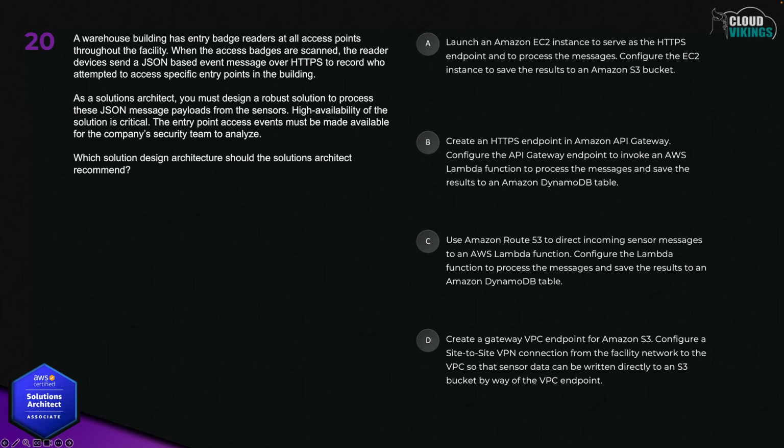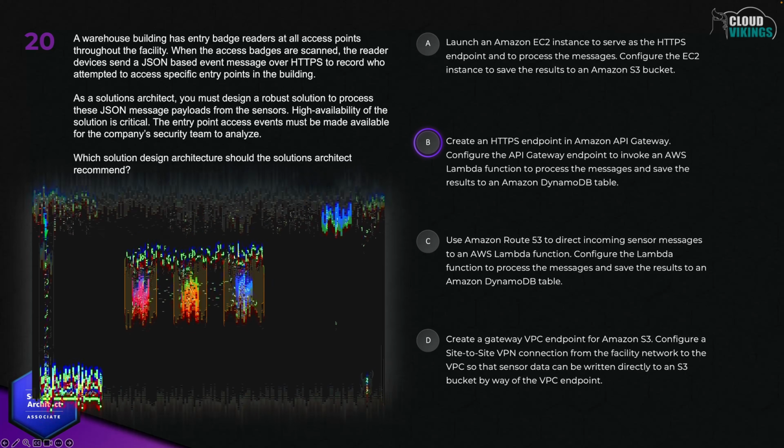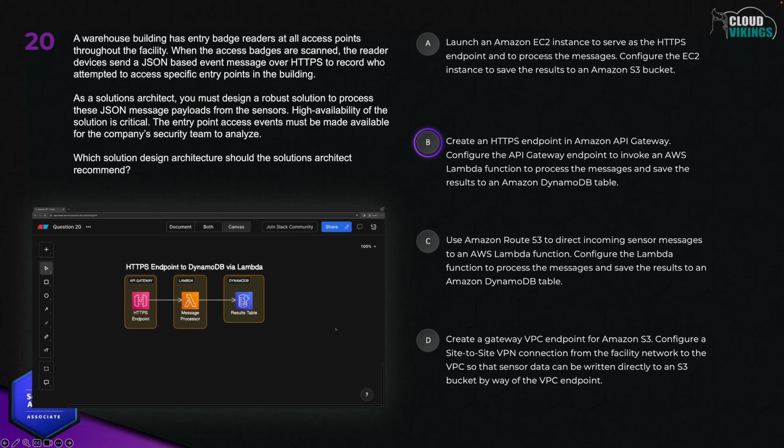The correct answer here would be B. Create an HTTPS endpoint in Amazon API Gateway. Configure the API Gateway endpoint to invoke an AWS Lambda function to process the messages and save the results to an Amazon DynamoDB table.